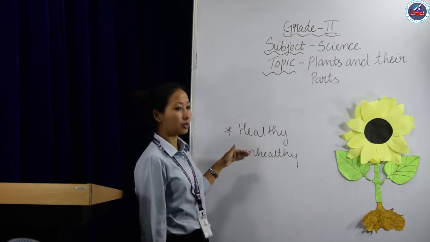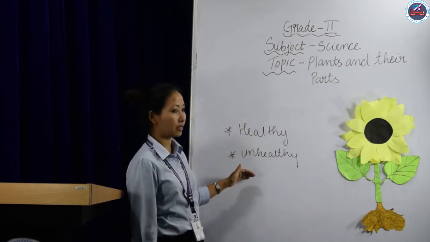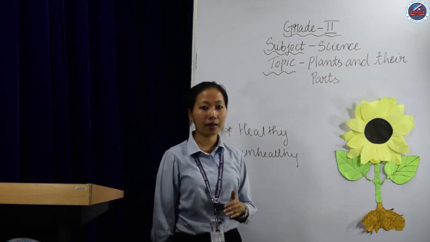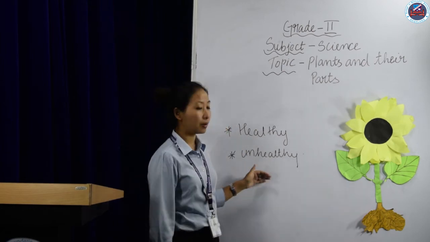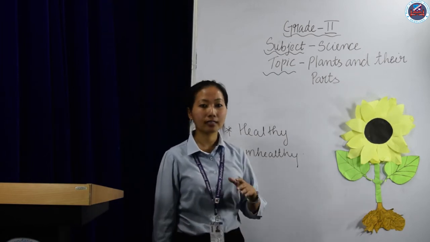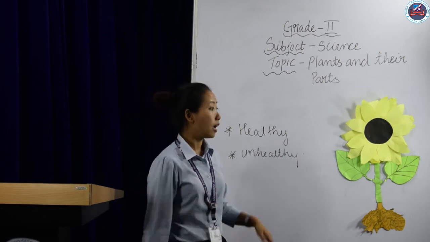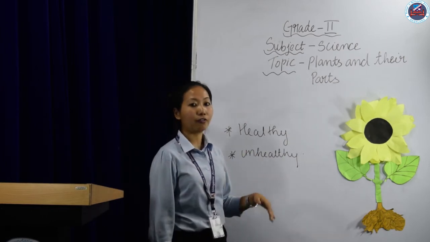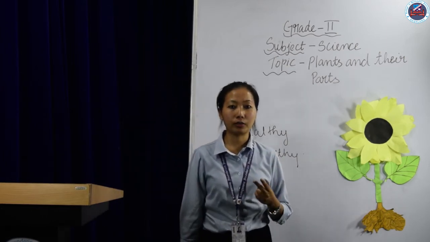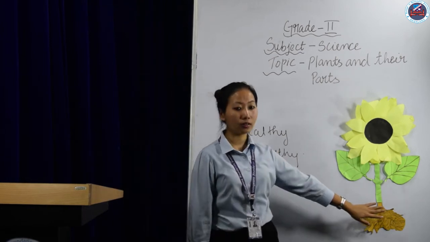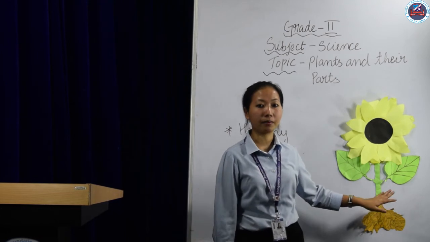Now what is the difference between healthy and unhealthy plants? Healthy plants have healthy root, stem and leaves, whereas unhealthy plants have unhealthy root, stem and leaves, so the plants do not grow well. From this topic, we find two types of diseases found in a plant. The first one is root knot disease. The root knot disease is caused by microbes and parasites.